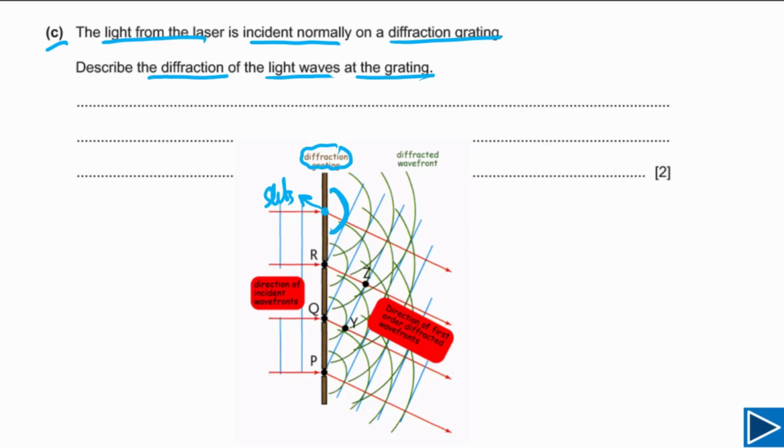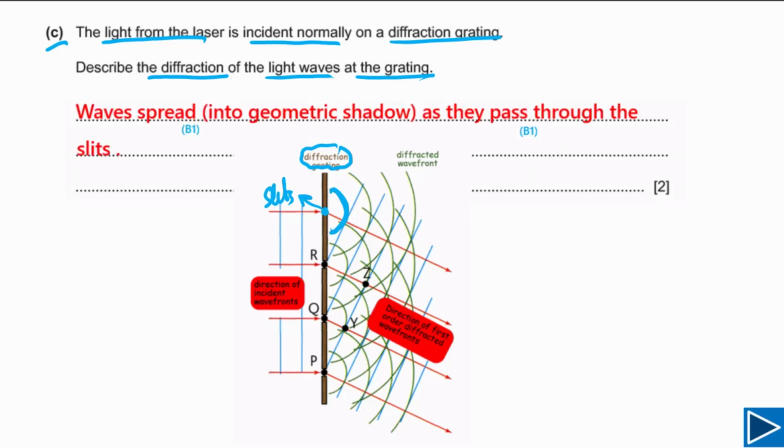Let me show you how you can write a proper answer for this question. So this is how you need to write down your answer. If you have mentioned in your answer waves spread out, you will get 1 mark, and this is a B mark, meaning it has to be in your answer. And the second mark you will get if you have mentioned as they pass through the slits, so you will get the second B mark. So total marks for this question are 2 marks.